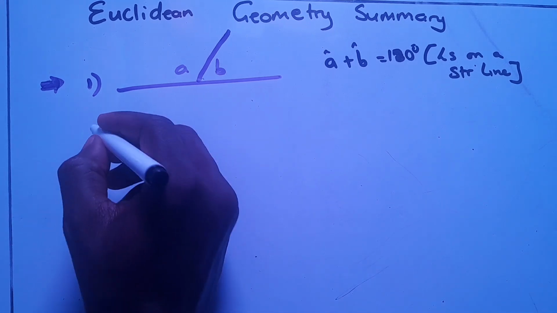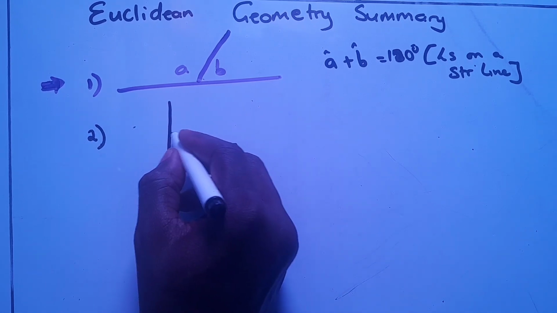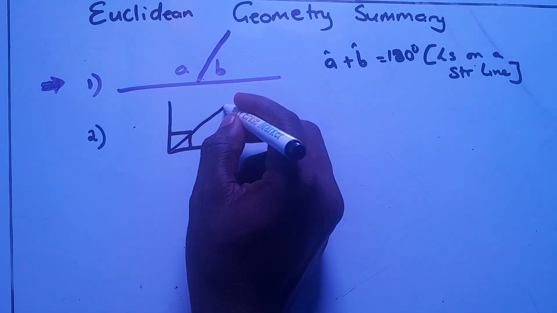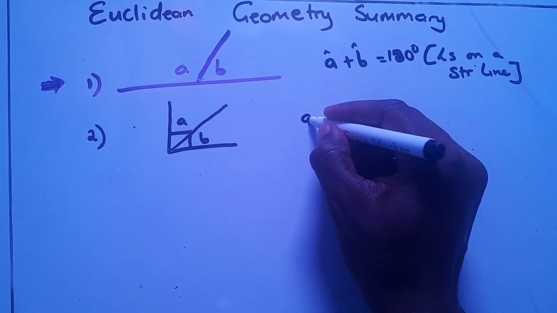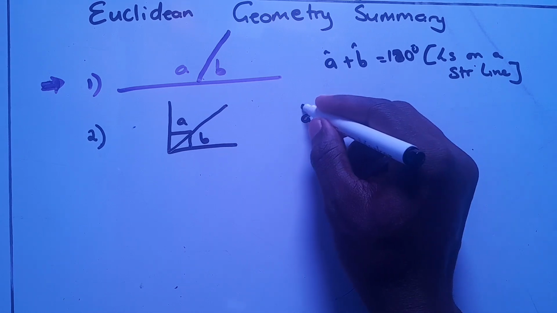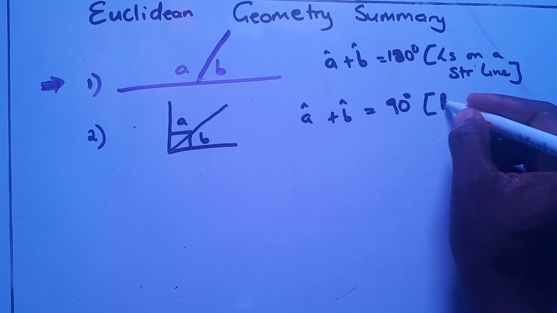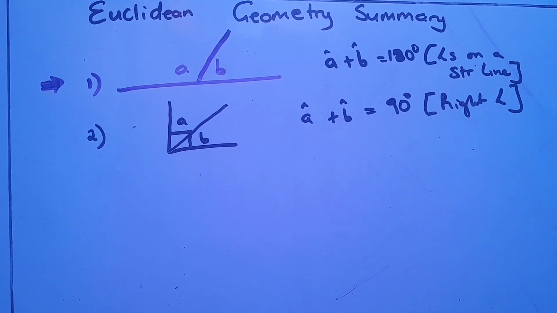And we can also move on. We also know that if we're having this situation here, when it is shown like this, it means that this is 90 degrees. So if we're having angles there, it means that our A plus our B should always give us 90 degrees, and the reason being it is a right angle. So all right angles give us 90 degrees, right?